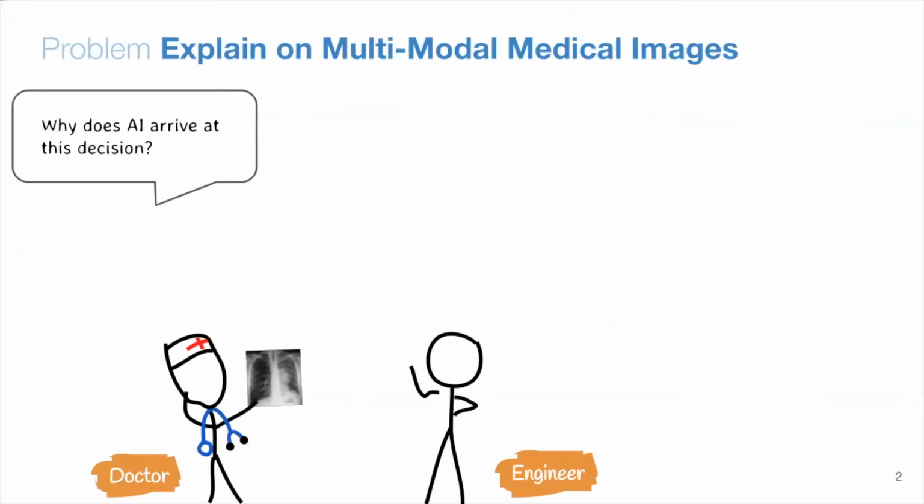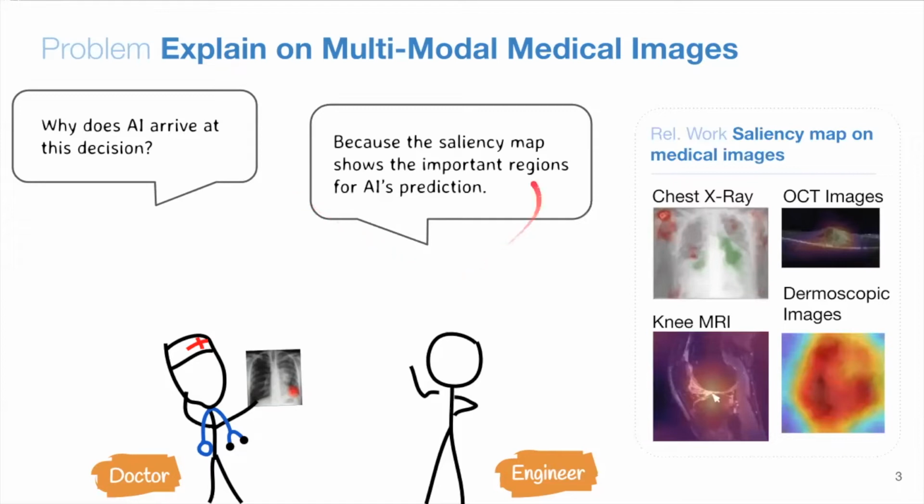As computer scientists or engineers, when we deploy AI in clinical settings, we want AI to be able to explain their decisions to doctors. Explanation can facilitate doctors' trust and doctor-AI collaboration, as shown in previous studies. The saliency map is a common choice of explanation for medical images. It highlights important regions for AI prediction, as shown in previous works such as X-ray and skin lesions.